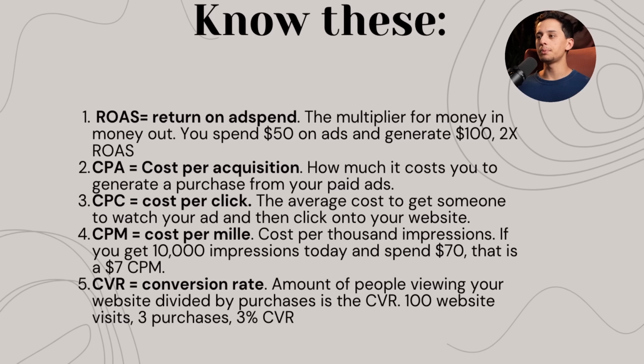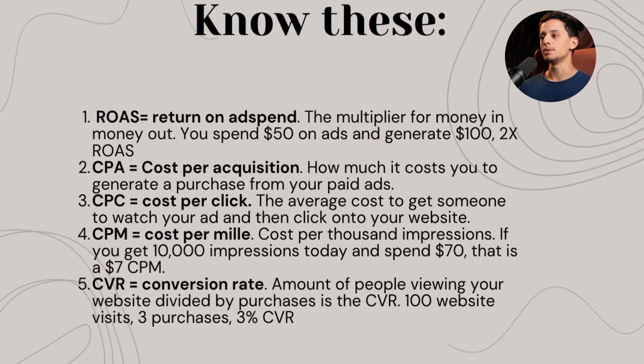Number 2, CPA, cost per acquisition or cost per purchase. This is how much it costs you to generate a purchase with paid ads. So if you spend $50 and you generate, let's just say 2 sales, that will equal out to a $25 CPA. Another one is CPC, cost per click.